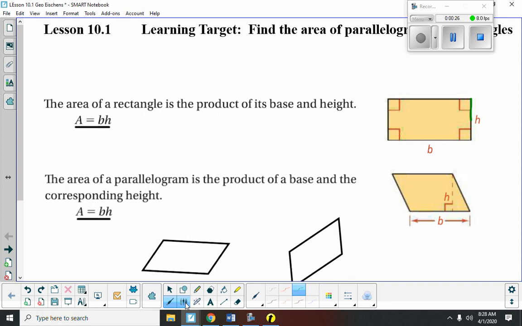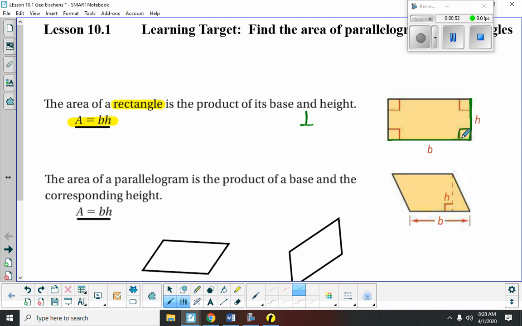So the first formula is the area of a rectangle, and that formula is area equals base times height. So you want to write area of a rectangle is the base times the height. Now the thing that you need to remember here that's super important is the base and the height are always perpendicular. So here you have the base, here you have the height. These are perpendicular to each other.